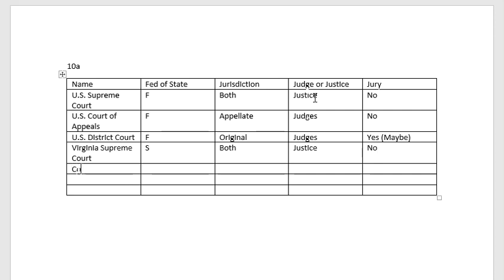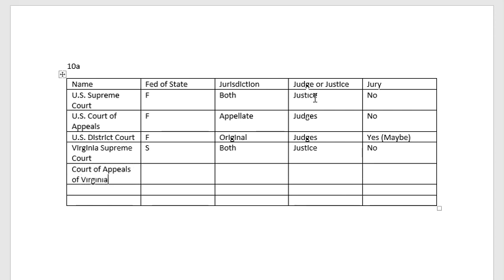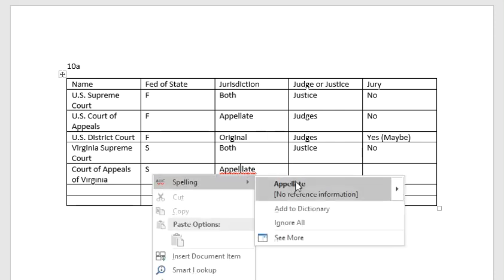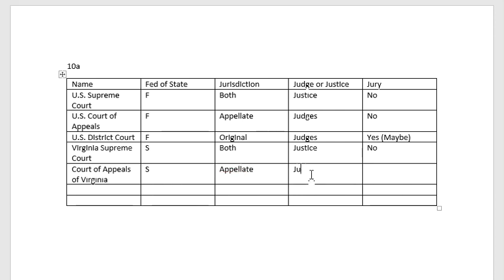Next one is going to be the Court of Appeals of Virginia. It's slightly differently worded than the federal version. It is a state court. It only has appellate jurisdiction. And of course, I would misspell appellate. And then this court has judges, and no appellate court has juries typically.